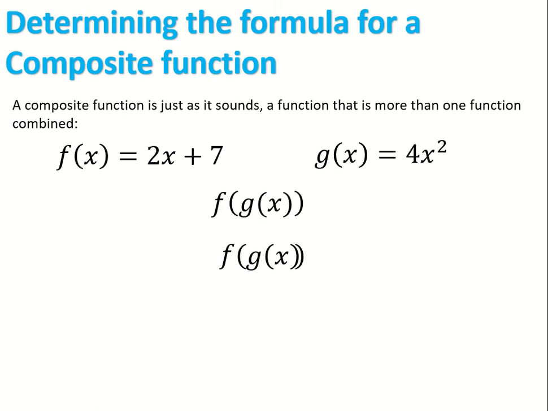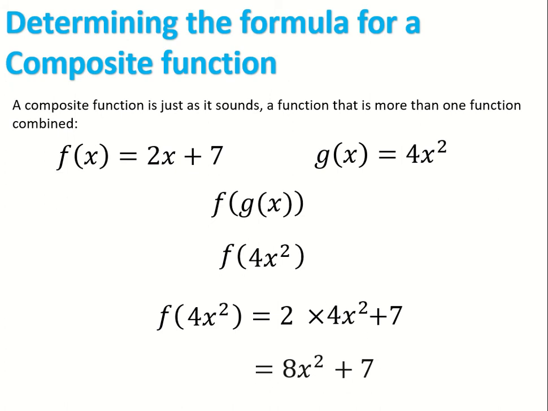But we know this time what g of x is. G of x is just 4x squared. So the g of x actually comes out and is replaced with 4x squared. And you can just write it straight away like this. F of g of x is equal to f of 4x squared. And then we just do the same in the function. We take the x out, we replace it with 4x squared, and we simplify it down to exactly what we had before, 8x squared plus 7.